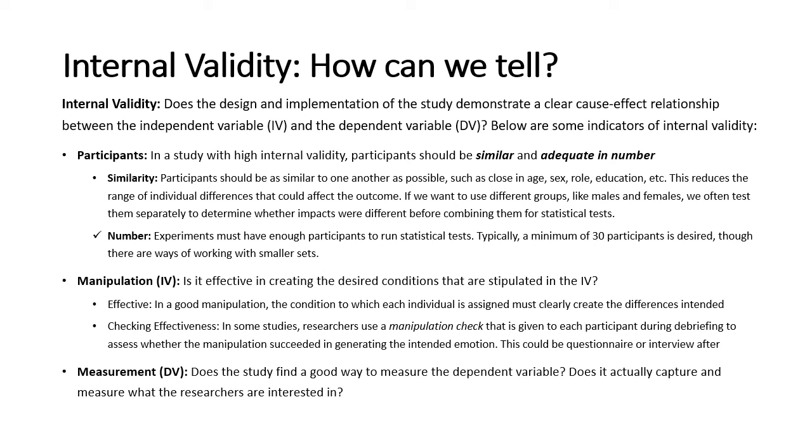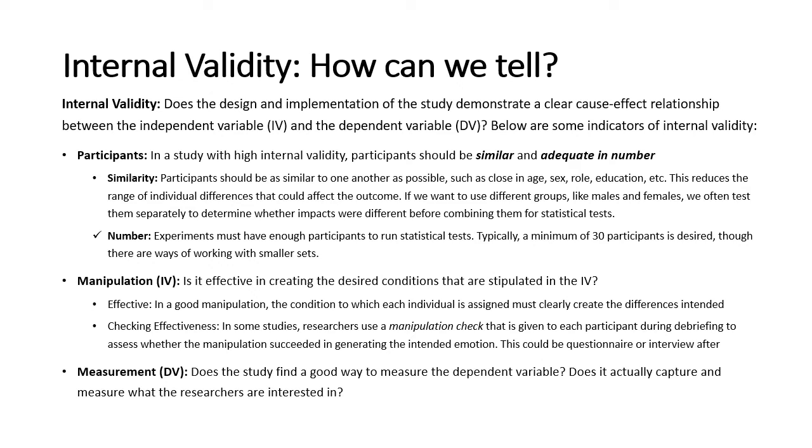And finally, we look to determine internal validity. We look at their dependent variable. How did they measure their variable of interest? Did they find a good way to measure it? Does it actually capture and measure what the researchers are interested in? And so that's a third thing that's an indicator of internal validity.